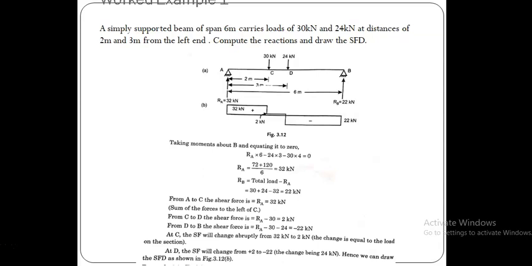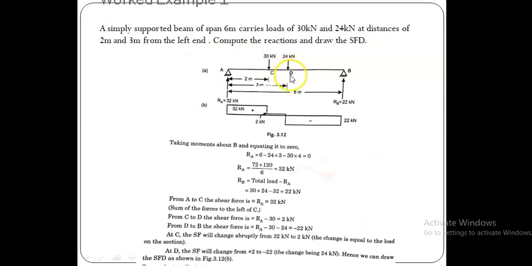But here we are writing the equilibrium equation in order to find the reactive forces, because there are two unknowns, RA and RB. To solve these two unknowns, we need two equilibrium equations. Here we use one equilibrium equation, sigma M at point B equal to 0. So I write the equilibrium equation RA into 6 minus 24 into 3 minus 30 into 4 is equal to 0. We can also write the equilibrium equation at any point: sigma M at this point equal to 0, this point equal to 0.